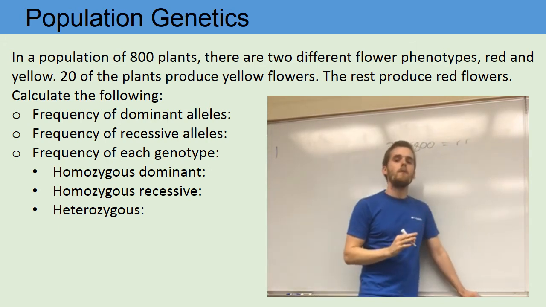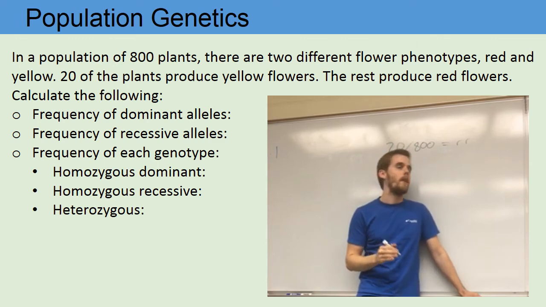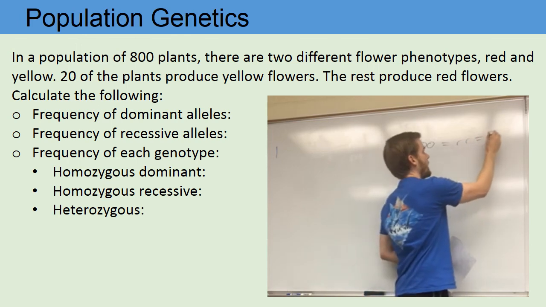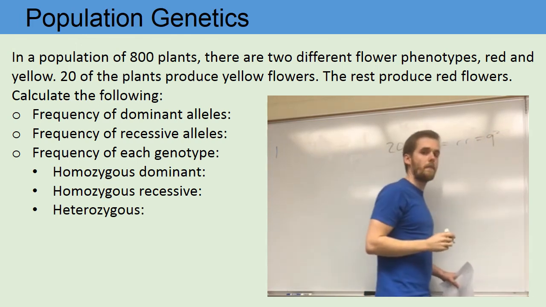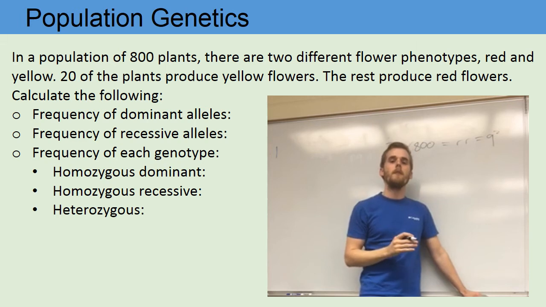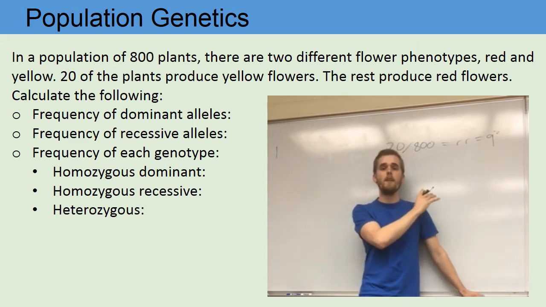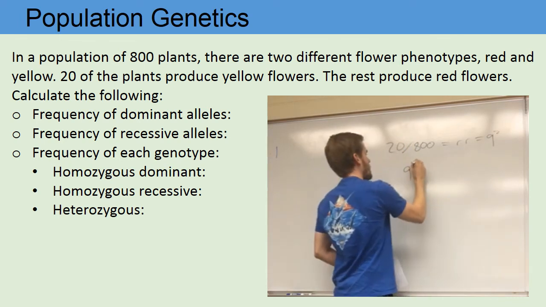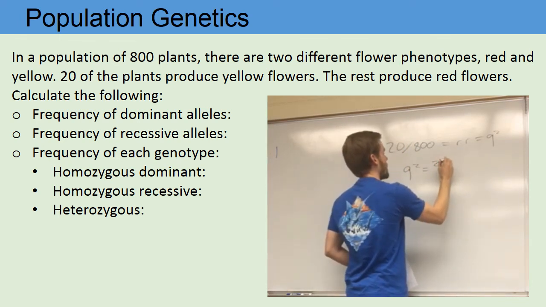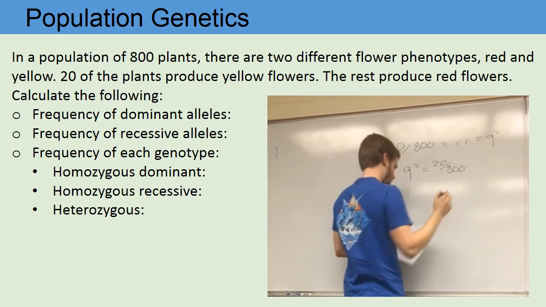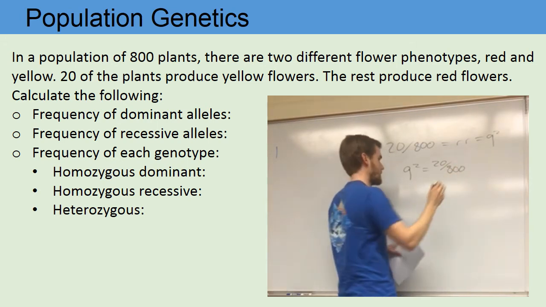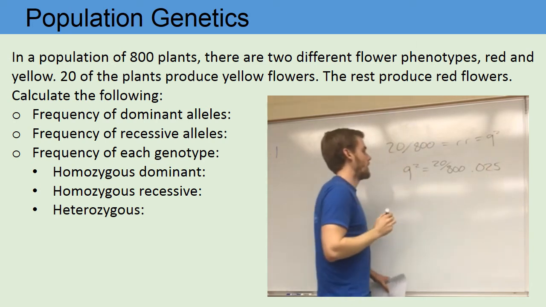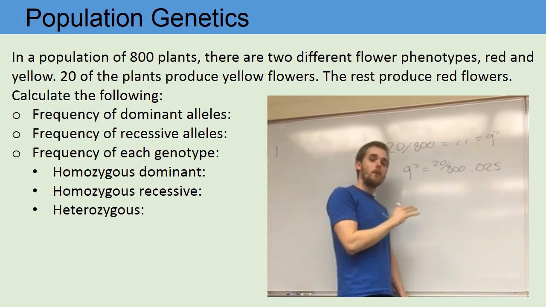Now, which value in the Hardy-Weinberg equation represents homozygous recessive? Recall that that is q squared. So right off the bat, given the information provided by the scenario, we can determine q squared. So q squared is equal to 20 out of 800, which is equal to 0.025. Okay, now we can determine q.